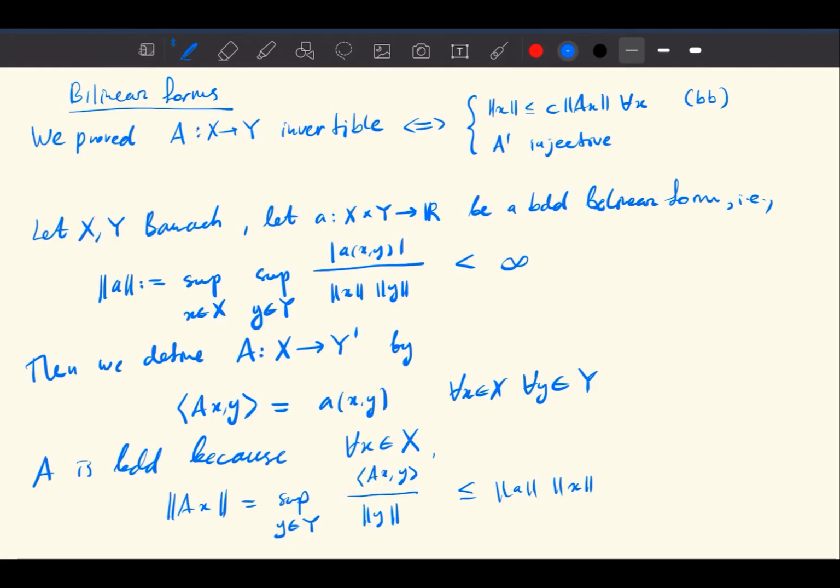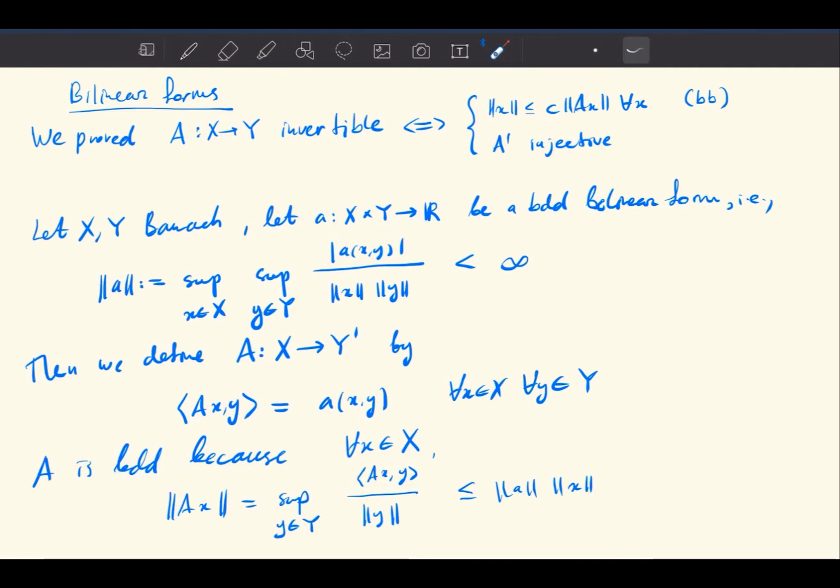Okay, so in the last lesson, we derived this criterion on invertibility of a linear bounded operator between two Banach spaces. The criterion says that A is invertible if and only if A is bounded below and A prime is injective. Now we want to write this condition in terms of a bilinear form.